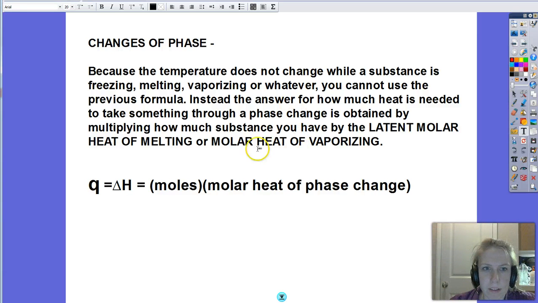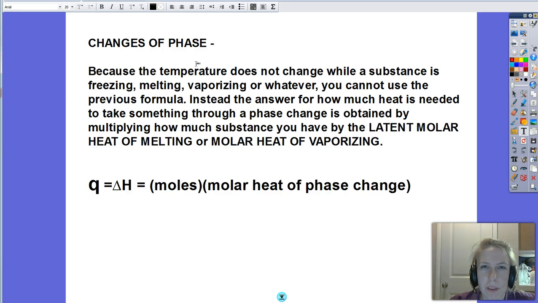Hi everybody. So here is a little bit of a supplement to the 16.1, 16.2 lecture that you'll need to be able to solve some of the problems we're going to be working on. So the first thing I want to amend to my last lecture is phase changes. When a substance is going through a phase change, so it's either freezing or melting, vaporizing, those are the flat areas on our phase diagrams.